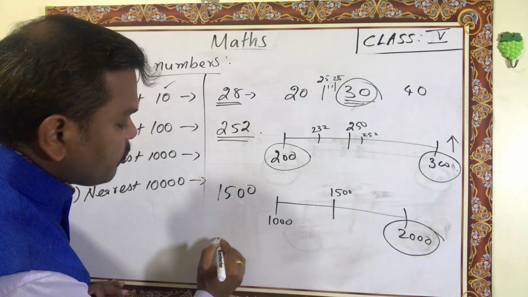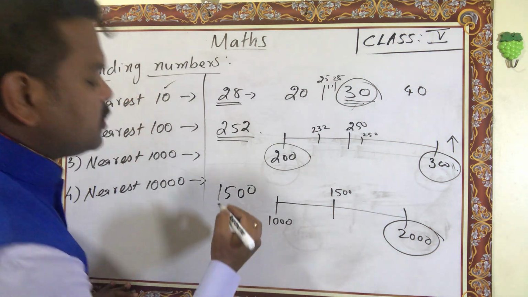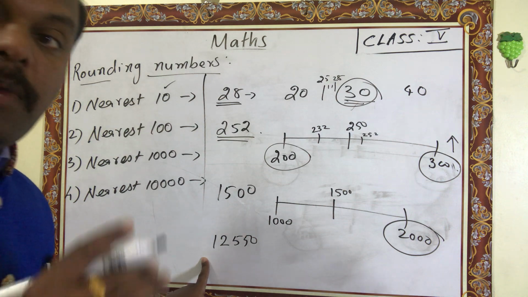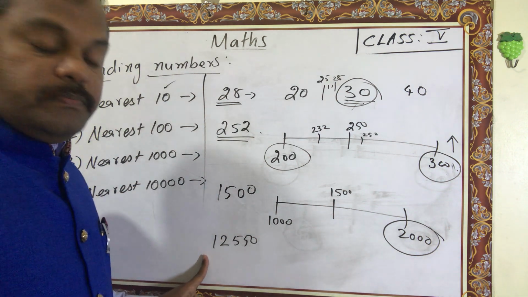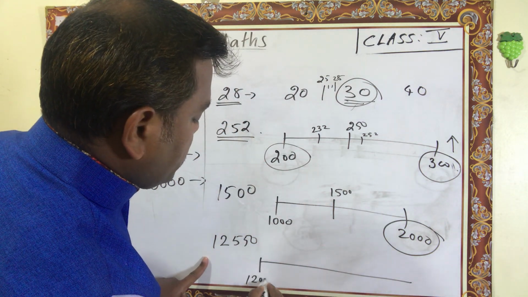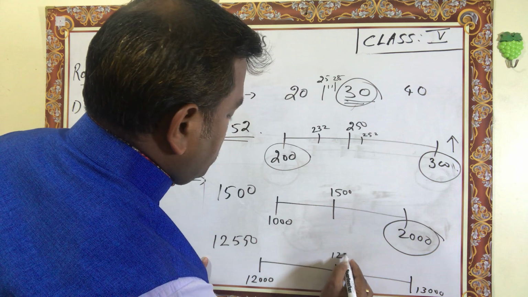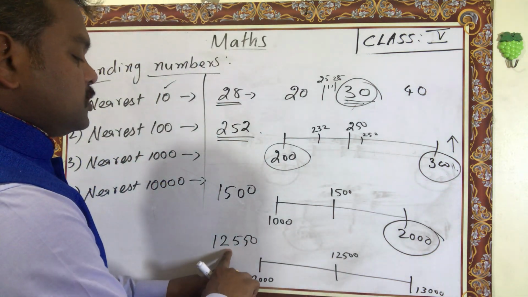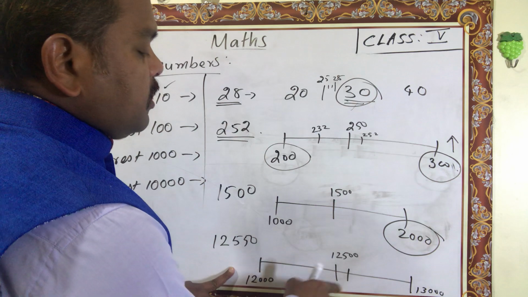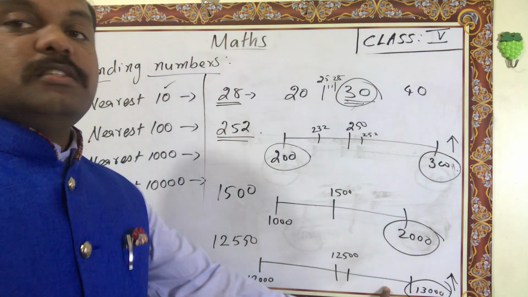One more question: 12,550. Nearest 1000. Answer should be the multiple of 1000. 12,000 will be here and 13,000 will be here. 12,500 is the middle. Our question is 12,550. It will come here. So the question is more than half. You have to take the upper number. This is our answer.